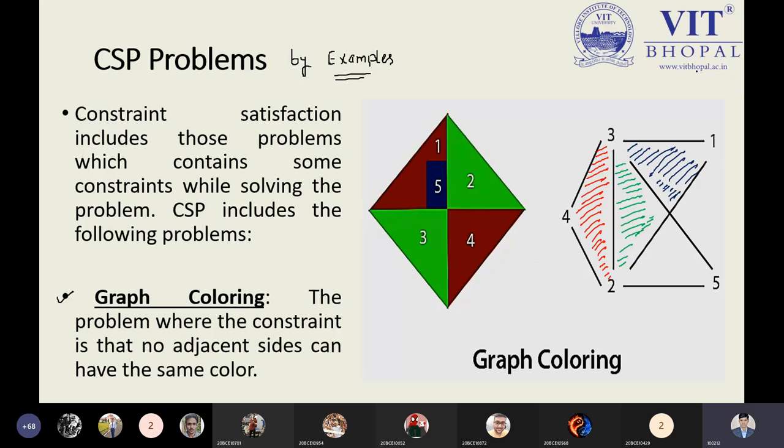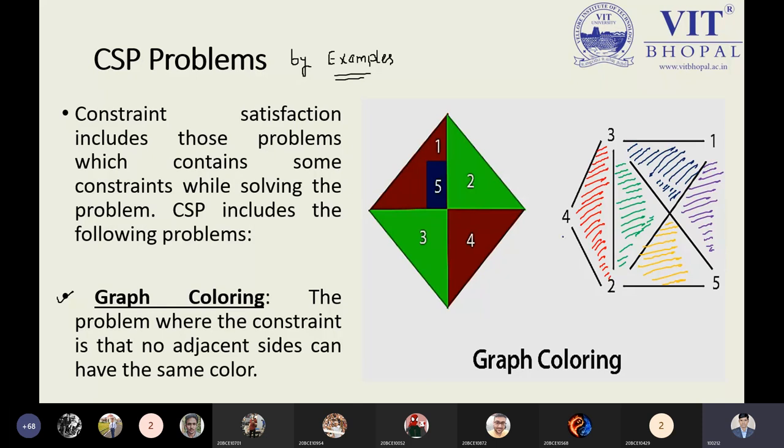Now let me take another color to complete this part, and the last one I can take here. This one is a purple color, this one is blue, and this one is green and yellow, red and yellow.